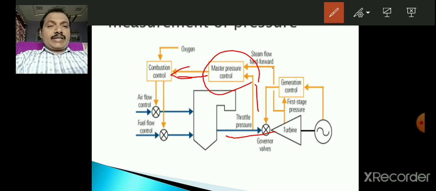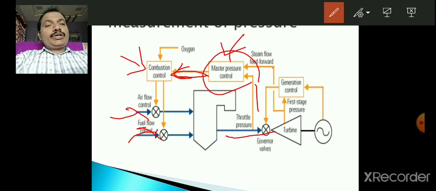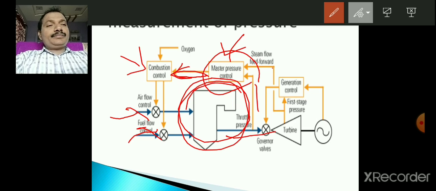Here the master pressure control is there, and combustion control is there. These two are the cascade control system. This will act as master, this will act as slave. So this is the set point issued to the combustion control. The combustion control system will allow the ratio of airflow and fuel flow into the boiler. This is the boiler.